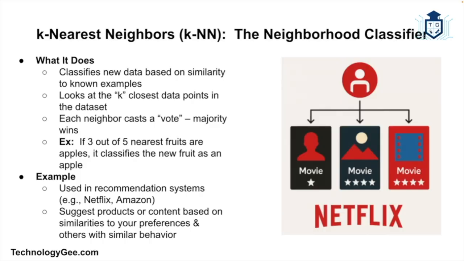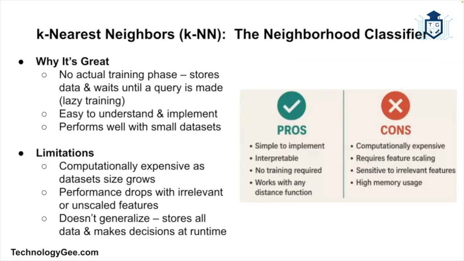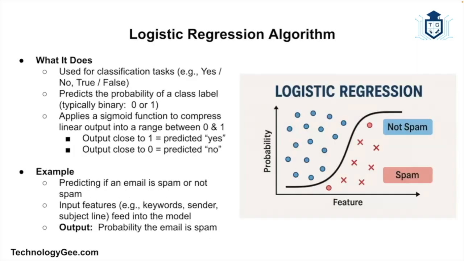So think of recommendation systems like Netflix or Amazon. They use the K nearest neighbor algorithm to recommend shows or products similar to what you and people like you have liked before. Now, why is this great? Well, there is no training step, so it's essentially lazy learning. It works well with very small data sets and is very intuitive. Now, its limitations: it can slow down with large data sets, and it is sensitive to irrelevant features or different scales.